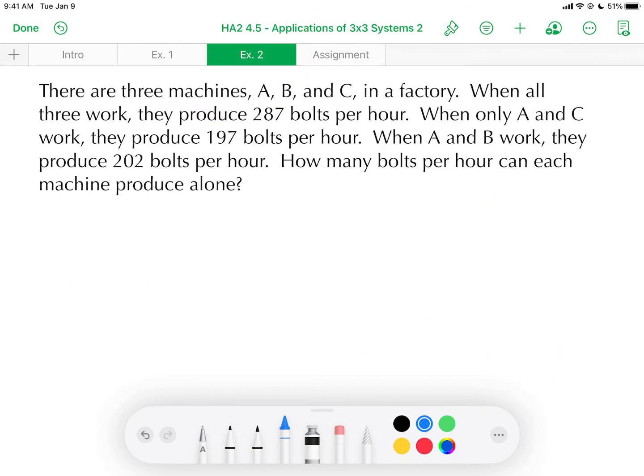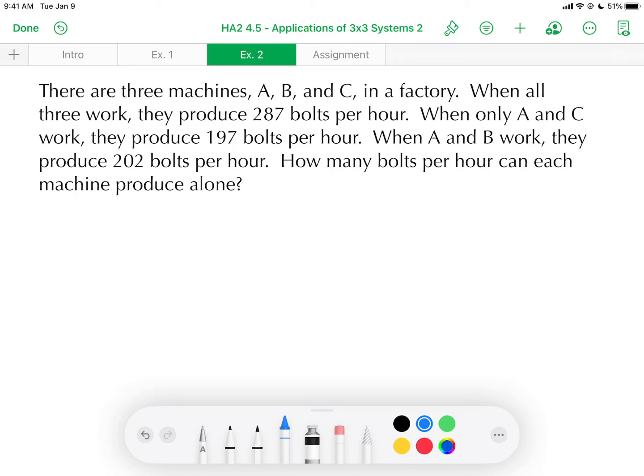All right, example 2. There are 3 machines, A, B, and C, in a factory. When all 3 work, they produce 287 bolts per hour. When only A and C work, they produce 197 bolts per hour. When A and B work, they produce 202 bolts per hour. How many bolts per hour can each machine produce?